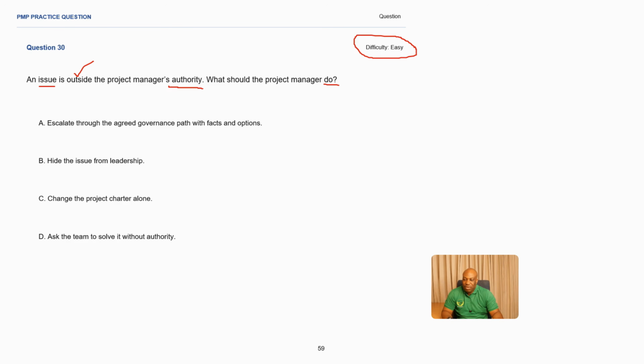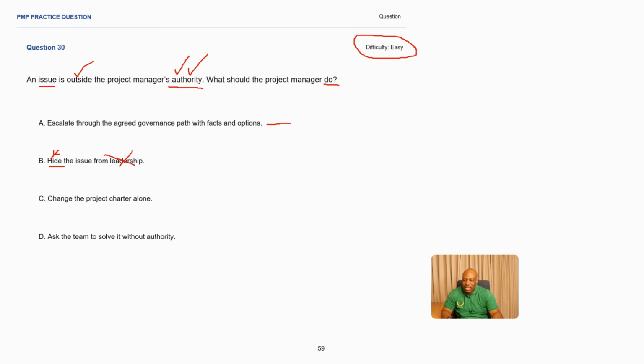A: Escalate through the agreed governance path with facts and options. Makes sense, because this is beyond the project manager's authority. So escalation might make sense. B: Hide the issue from leadership. Never hide anything in a project. Always be honest and transparent, making this an incorrect answer.